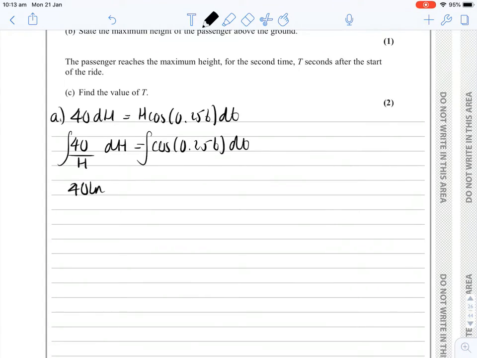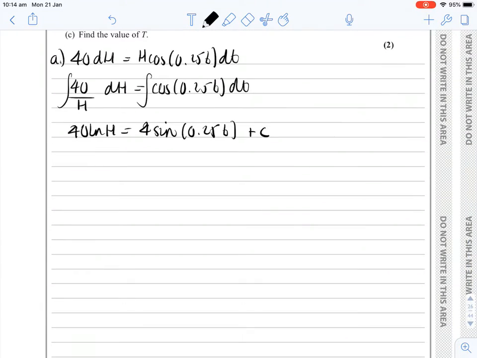So we've got 40 ln h is equal to 4 sin 0.25t plus c. So 4 because we have to divide by the coefficient of t, and dividing by a quarter is the same as timesing by 4.